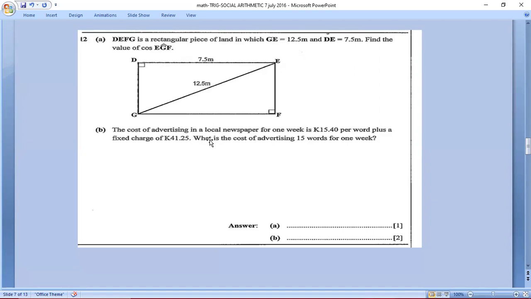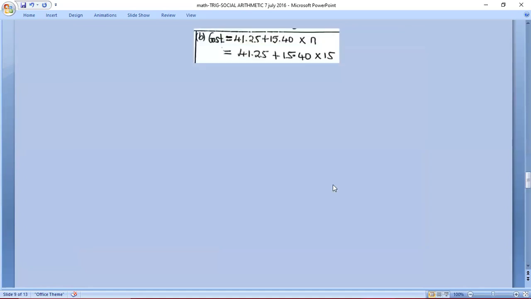Then on top of that, also they'll count the number of words. And then multiply that number of words by this figure here, 15.4. So each word costs 15.4. So if you have the total number of words, you multiply that total number by 15.4. Then add it to the fixed charge, this one which you will have already paid. Okay, so what is the cost of advertising 15 words for 1 week? Yeah, that's what we're going to calculate.